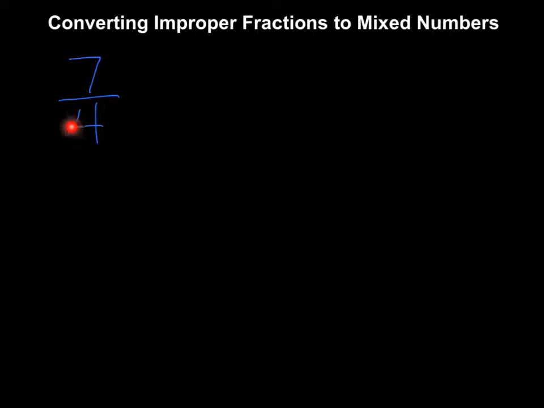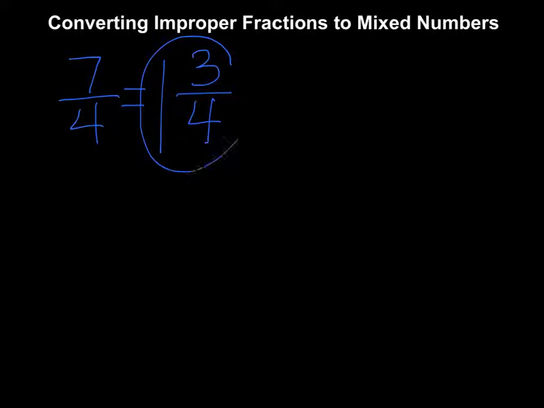So if it takes 4 slices to make a full pie, and I have 7 slices, then I can make 1 full pie. Now, if I take 4 slices out of this 7 to make my 1 full pie, I'm going to end up with 3 slices left over. Now, how many slices does it take to make a full pie? Well, it still takes 4 slices to make a full pie. So therefore, my answer is 1 3/4.